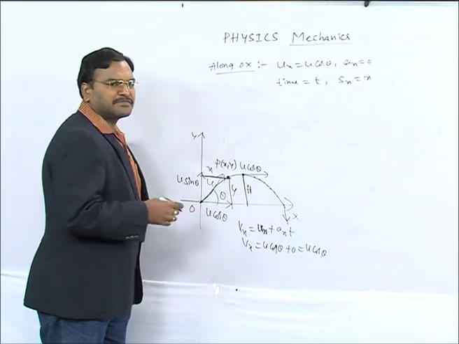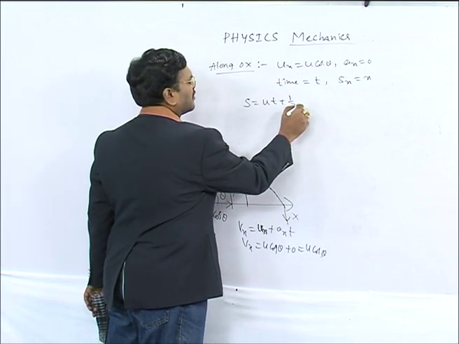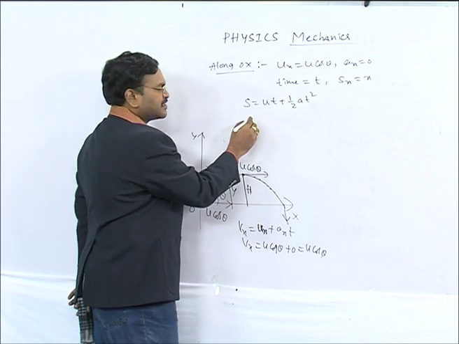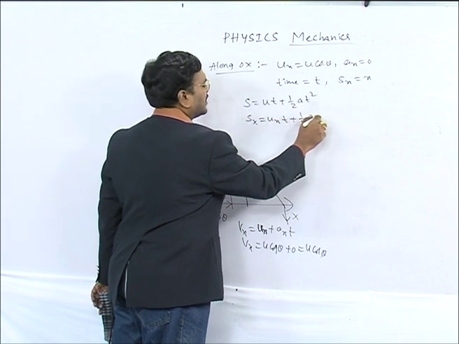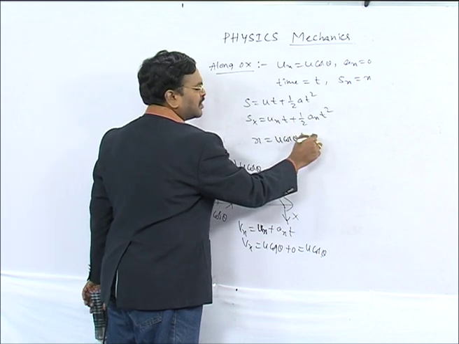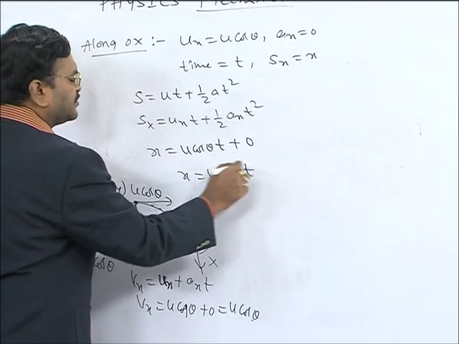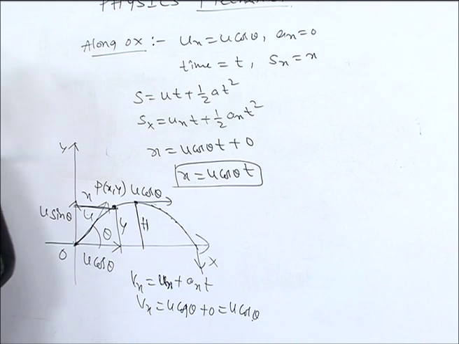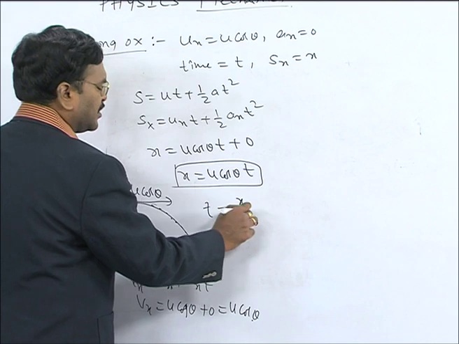Now how do we calculate displacement? By using the second equation of motion. What is the second equation of motion? S is equal to ut plus half at square. From this, Sx is equal to Uxt plus half Axt square. Ux is u cos theta, Ax is 0. So x is equal to u cos theta into t. This is the horizontal displacement of a projectile in time t seconds. From this, t is equal to x by u cos theta.